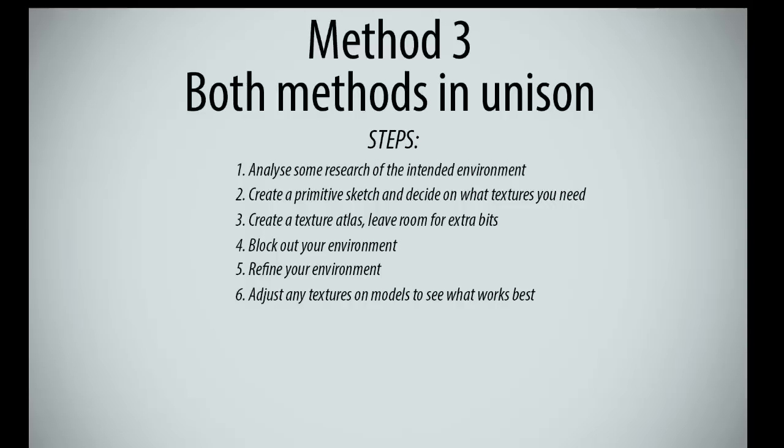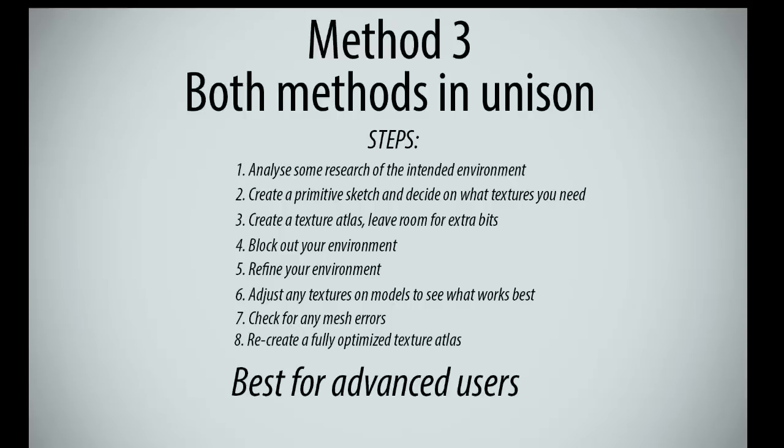So our model's built, it's constructed, looking cool, and we're just seeing, does this look better as brick or would we prefer it as concrete? Then go through, check for any mesh errors, any interpenetration that could have occurred. And then we go ahead and we recreate the texture atlas. So this one here is a little bit better for advanced users. So you've made a few environments and now you know what kind of textures you want to use in the environment, so you create them, create your environment, then you basically scrap your textures and recreate them again. So you know what textures you've used, what you want to use, optimize that atlas if it's not already, and then remap everything. And this way works really well with getting a nice optimized environment.